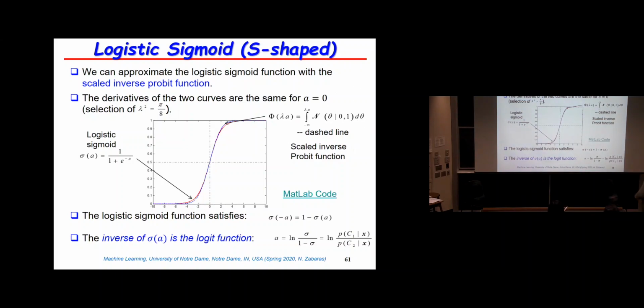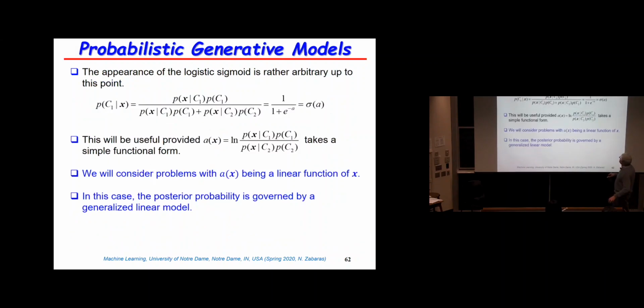So, just inside parentheses, because this will come up in the lectures as well. If you take the inverse of the logistic function, you get what's called the logit function. It is log of sigma divided by 1 minus sigma, and in this case looks like that. Okay. All right.